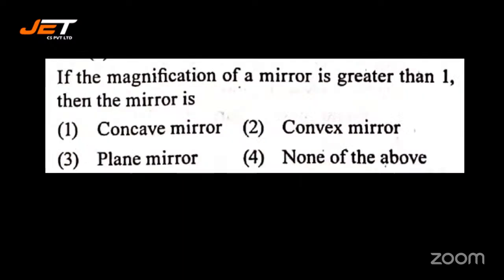If the magnification of the mirror is greater than 1, then the mirror is concave, convex, plane, none of the above.